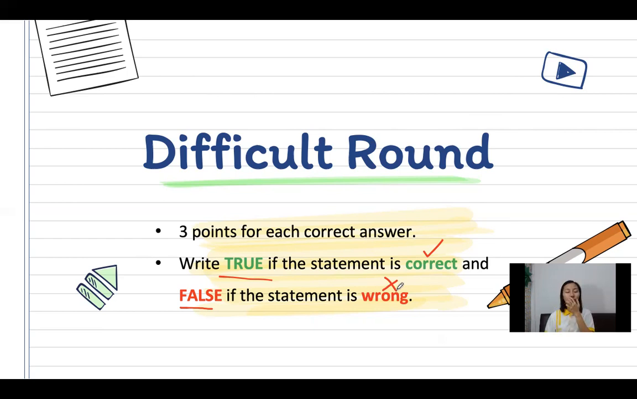Okay, so write difficult round. And then we will go to number one. Difficult round number one. Again, write true if it's correct and write false if it's wrong. Okay? All right, let's try to do an example. Again, there will only be 5 seconds to answer. Teacher Shai will read and then 5 seconds to answer, okay? Ready. Difficult round number one.